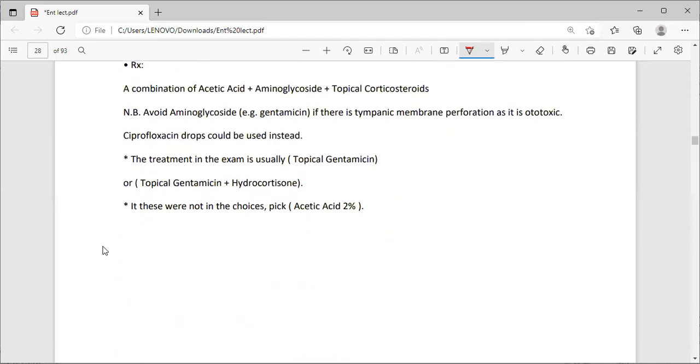A combination of acetic acid, aminoglycoside, and topical corticosteroid will be given. So what you have to give is three things. Acetic acid 2% is the first line, plus topical steroid, or if you cannot use it, then aminoglycoside, or you can use all three. Look, avoid aminoglycoside if there is tympanic membrane perforation, as it is ototoxic. If there is tympanic membrane perforation anywhere, not only otitis externa or media, you don't use gentamicin or aminoglycoside because it is ototoxic. Rather, you should use Cipro.